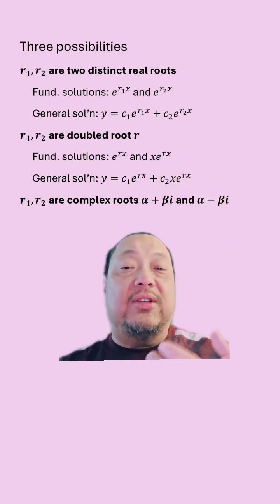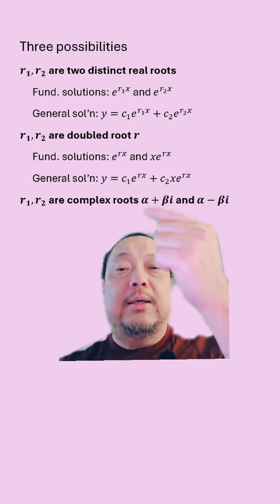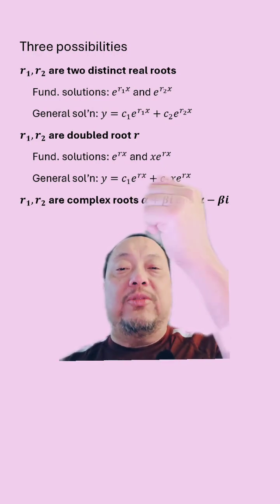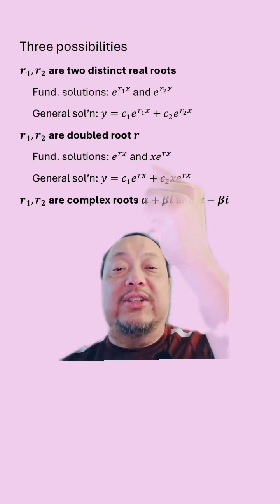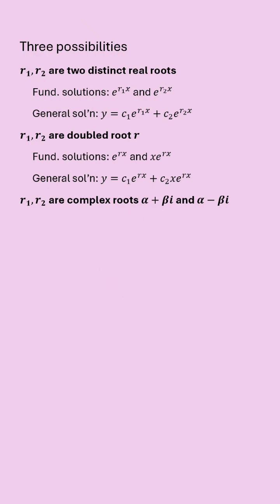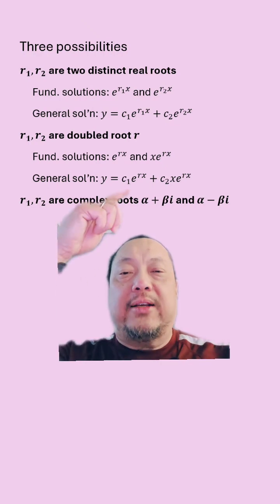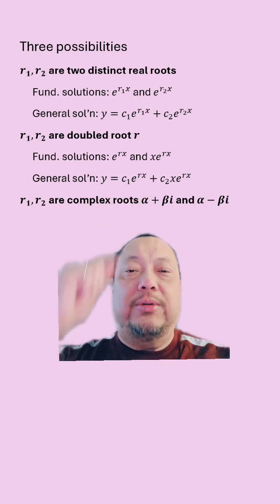You will learn that this is a form of what's called variation of parameters. So for the two fundamental solutions, because the r repeats, we have to distinguish one of them by multiplying by x. And the general solution, again, is the linear combination of these two fundamental solutions, e to the rx and x times e to the rx.